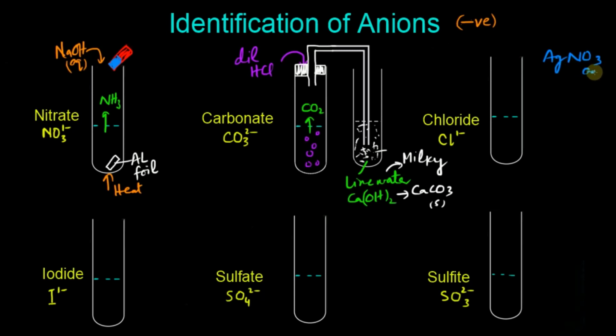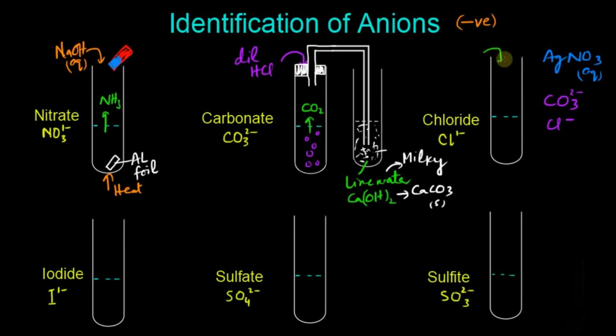We can add silver nitrate to the solution, but the problem is silver nitrate produces a white precipitate with two anions. One is the carbonate and the other is the chloride. It means if either of these two anions is present over here, silver nitrate will give you a white precipitate. So then how can we confirm that we got chloride ions? For this purpose, first of all, we need to destroy the carbonate. And how is it done?